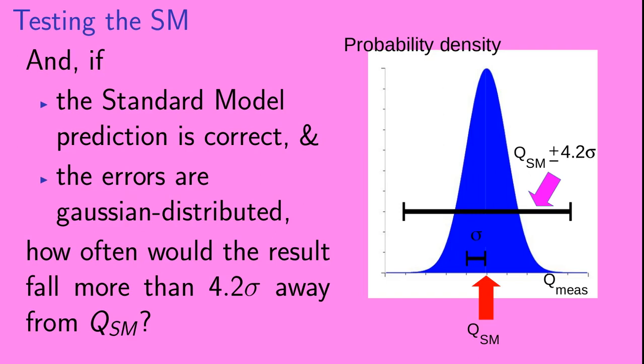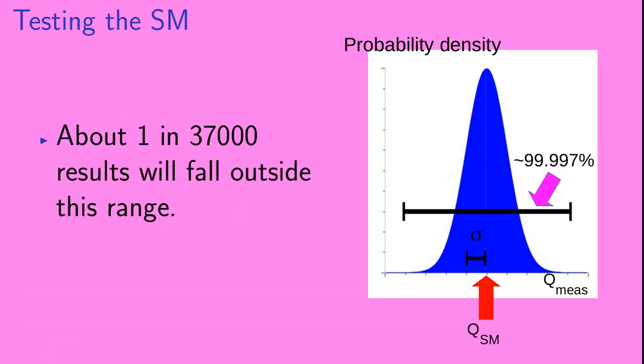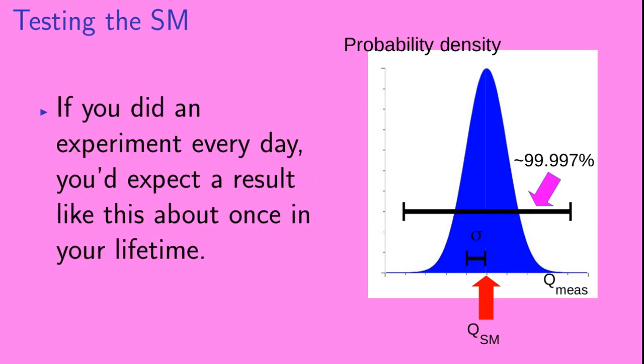And if the standard model prediction is correct, and the errors are Gaussian distributed, how often would the result fall more than 4.2 sigma away from QSM? About 1 in 37,000 results will fall outside this range. If you did an experiment every day, you'd expect a result like this about once in your lifetime.